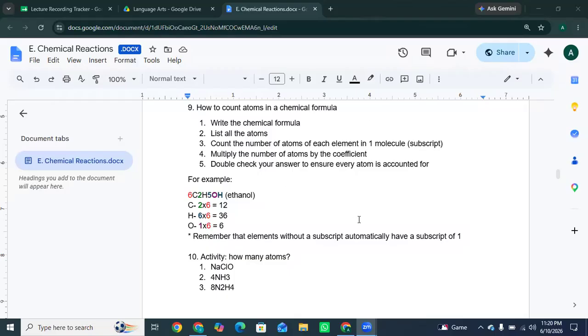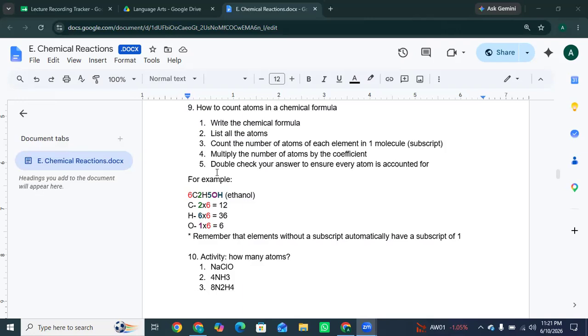Hey students, so the next topic is how to count atoms in a chemical formula. Okay, so here are the steps. Write the chemical formula, list all the atoms, count the number of atoms of each element in one molecule, which is the subscript, multiply the number of atoms by the coefficient, and double check your answer to ensure every atom is accounted for.